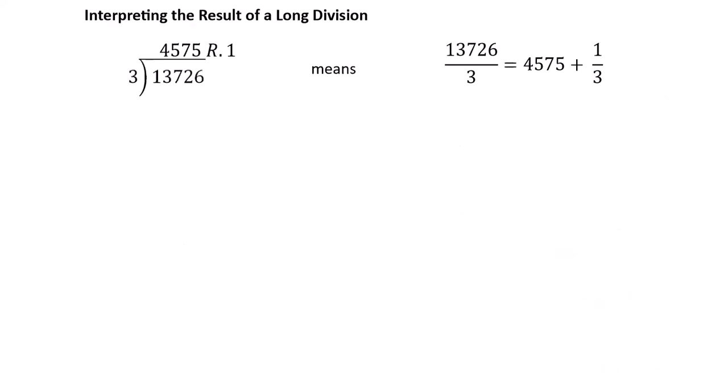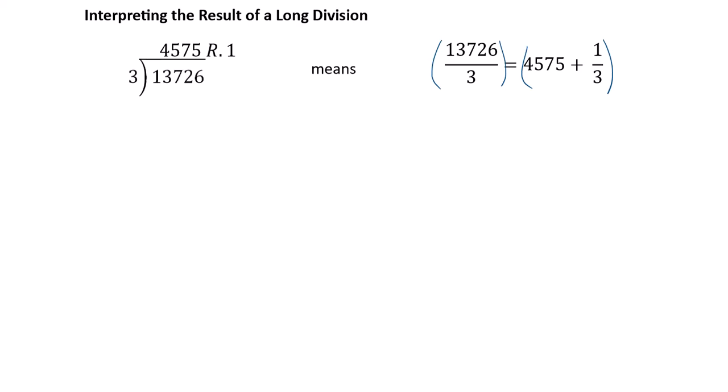Let's interpret the results of a long division. If I am dividing, like the problem I did before, I have this number divided by 3. This is my quotient. This is my remainder. It actually means that 4,575 divided by 3 is equal to 4,575 plus 1/3.